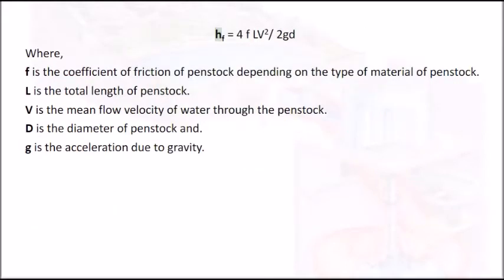H_F equals 4FLV²/2GD, where F is the coefficient of friction of the penstock depending on the type of material of the penstock, L is the total length of the penstock, V is the mean flow velocity of water through the penstock, D is the diameter of the penstock, and G is the acceleration due to gravity.